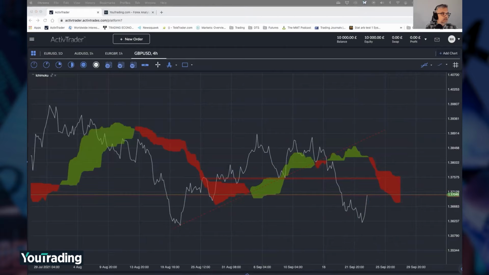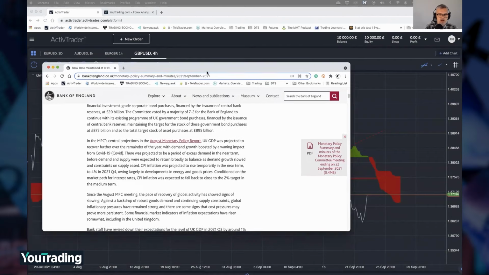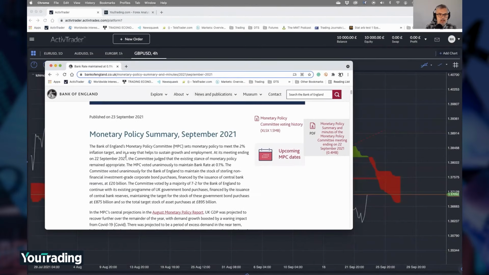Right, if I just drag over what's made the pound rise today. Today we had the monetary policy summary from the Bank of England. Now I'll just look at my calendar. So last month we had 8 members voting, and this month we have 9. So we've added the missing member back in.